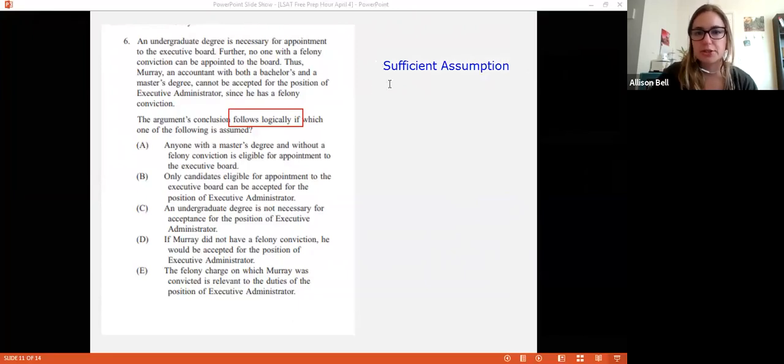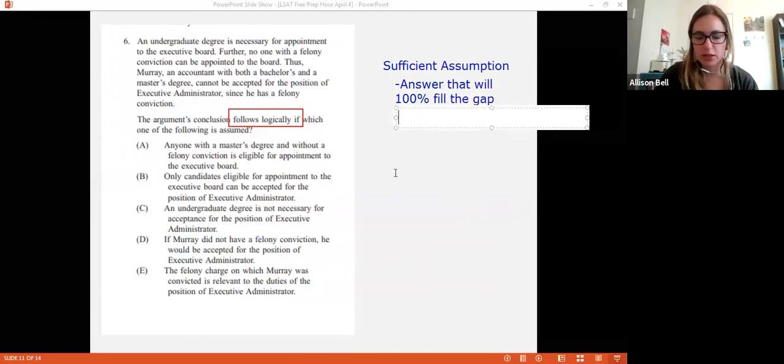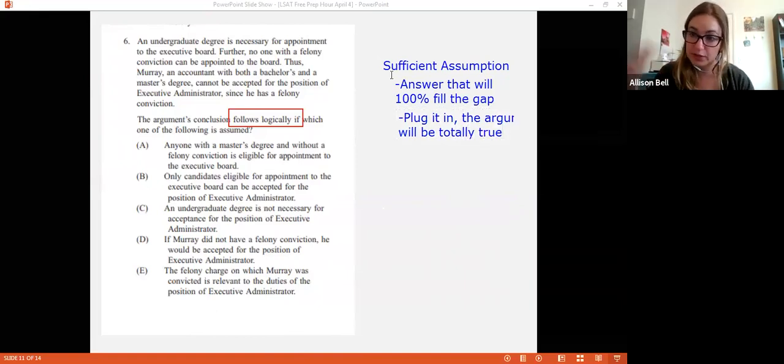which means that it's a question asking you for an answer that will 100% fill whatever gap there is in the argument. Once you pick that answer, if you plug it back in, the argument will be unstoppable. It's 100% true. The reason I point this out is, first, it's always important in logical reasoning to know what your job is on any particular question. It really changes the ballgame. But secondly, sufficient assumptions are one of a group of questions where you're more likely to see conditional logic, and you can use certain techniques when you do.